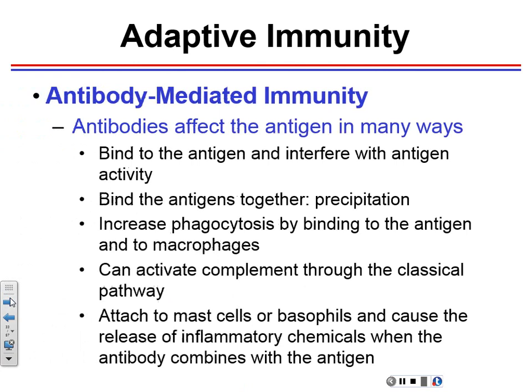So this is how, once you produce a ton of those antibodies, this is how they're going to inactivate. So they can interfere with the antigen by binding to it and interfere with these processes. Okay. They can precipitate them. So that means one antibody, because the antibody constant region attaches to itself.